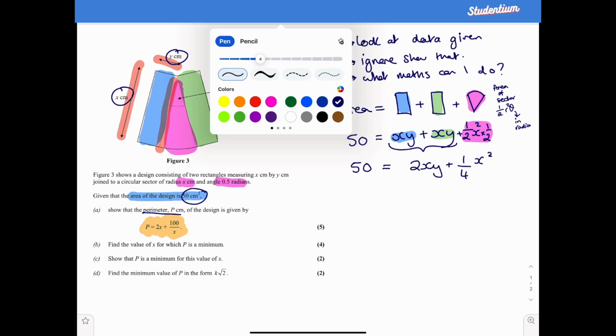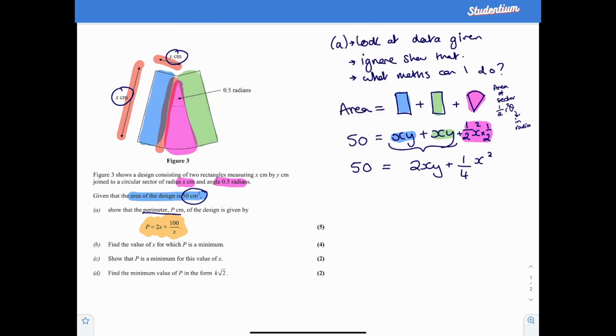So the perimeter of a shape like this is going to be equal to the sum of all the sides, okay? So the perimeter will be equal to x plus y plus another y plus another x plus another y, and then we get to this curved region, okay?